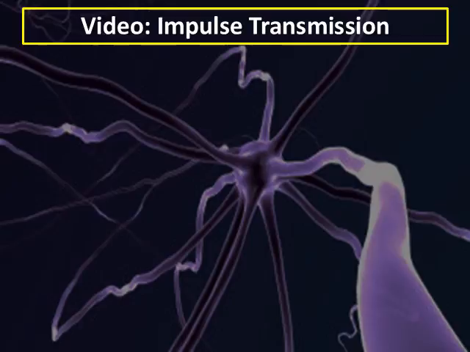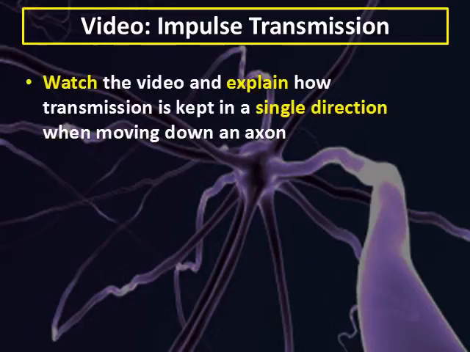Now, once again, maybe this is a little hard for you guys. So, again, watch a video. It's going to explain how transmission is happening in a single direction. You need to write down in your notes how this process happens. You should just sequence or briefly explain why transmission is occurring in a single direction as we move down an axon.